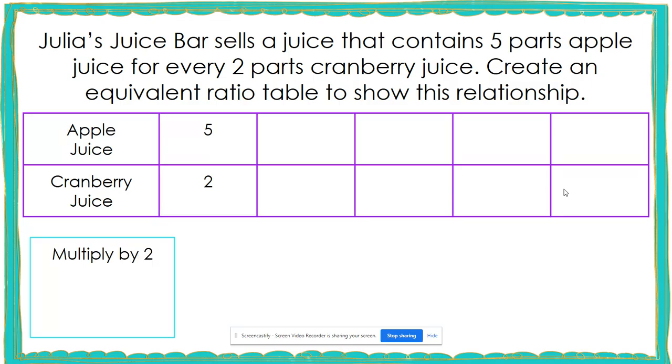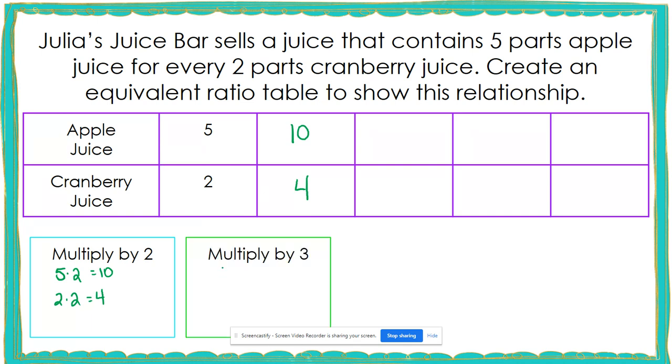So again, I'll start out by multiplying by 2. So I'm going to take my apple juice, which is 5, and multiply by 2, which would give me 10. So that would be 10 parts of apple juice. And then I'm going to take my cranberry juice, which is 2, and also multiply by 2, which would give me 4. So that means that if Julia puts 10 parts apple juice, she would need to put 4 parts cranberry juice.